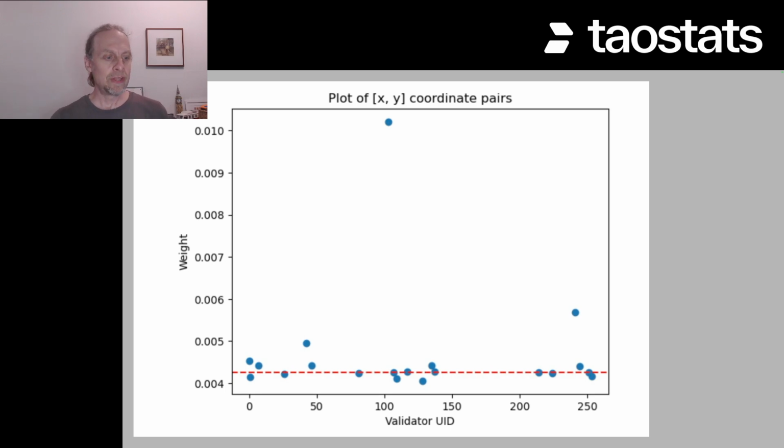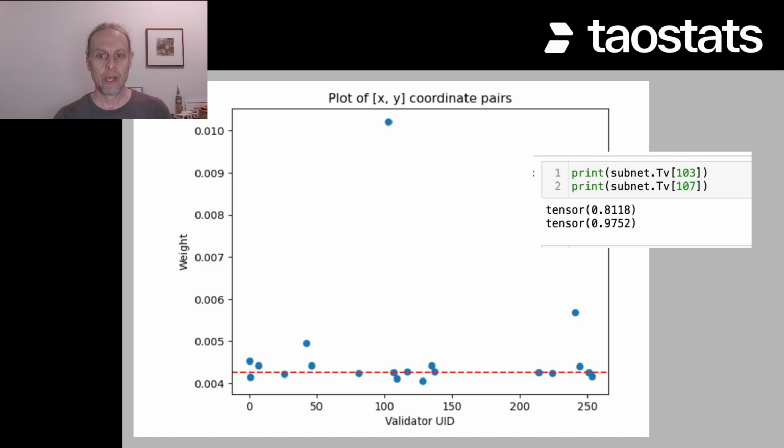And we can actually see that in this chart. We can then pull out the VTrust for all of the validators. And we can see that the VTrust, the validator trust for 103, is 81%, whereas 107, which is right here on the line, is at 97%. So their trust is lower, which means they're going to get lower emissions.